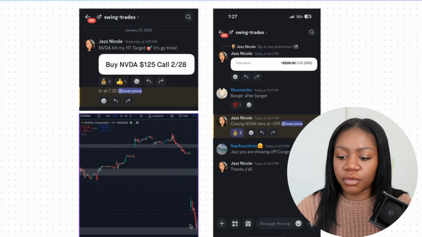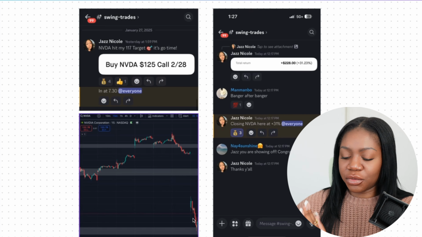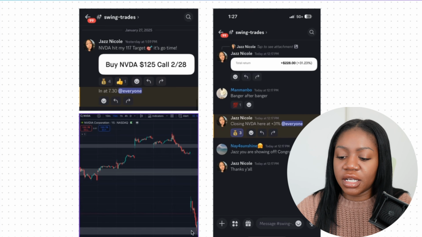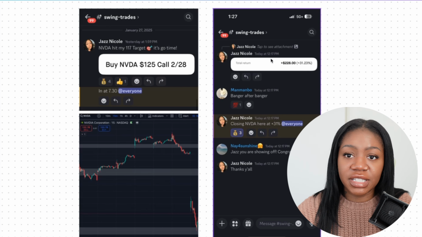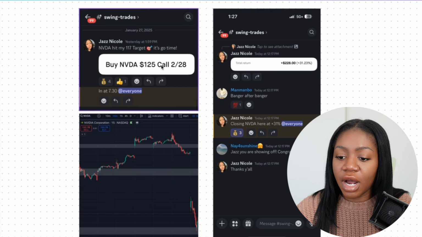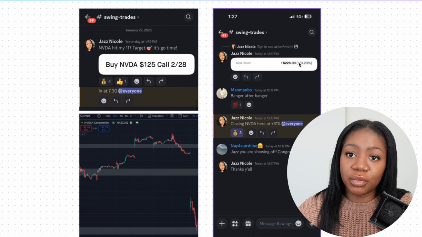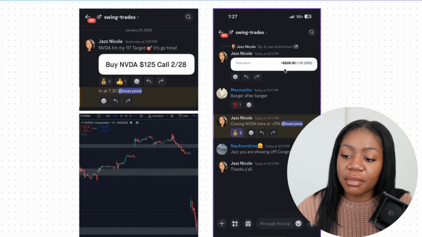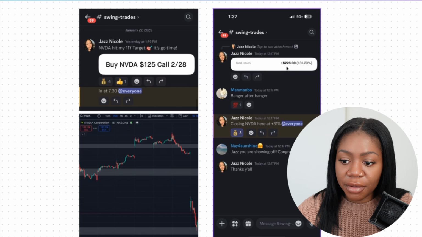Again, this is just an image where I kind of cropped out what happened afterwards. But once it hit that 117 beam, I got in. And then the next day at 12:17 p.m., so not even 24 hours later, I was up 31% on the contract, which means I made $228 profit.